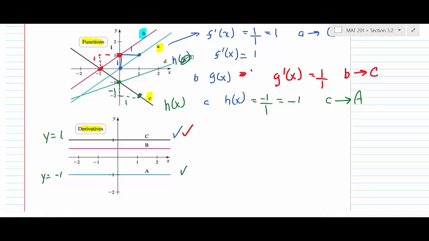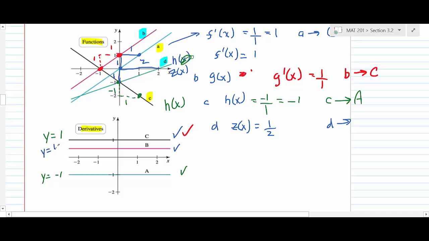The next one, I guess the only other one we need to look at, is D. If you look at your function D, I'll call that z of x. What's its slope? Up 1, right 2. So that looks good. That one looks like you would be going up 1, right 2. So that means you have a slope of 1/2. So this one matches B, because that line right there is y equals 1/2. So that's the idea.